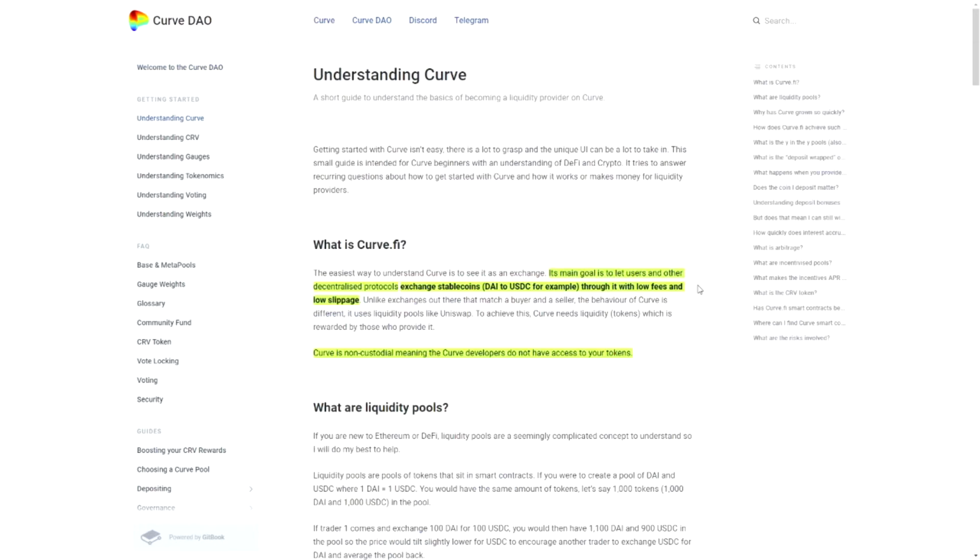So basically the main focus is on stablecoins. That is how it was initially launched. And the reason why is to get the fees lower and lower slippage. Unlike traditional exchanges, the Curve protocol is completely non-custodial and it is decentralized, and it works in a similar way as Uniswap does. So we are working with liquidity pools in order to be able to facilitate the trades.